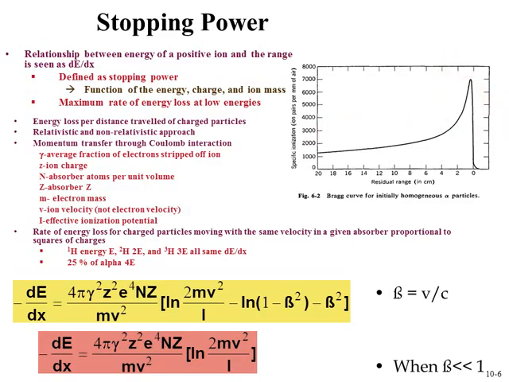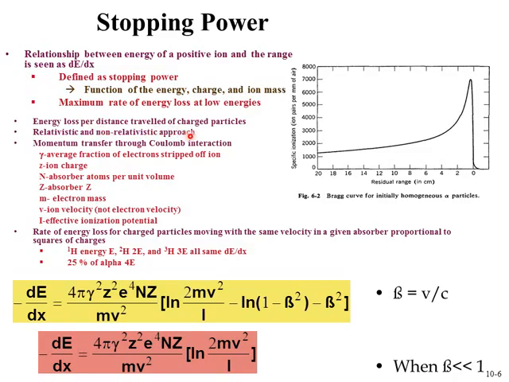Very similar to what we just saw in the previous slide regarding range. And this is a maximum rate of energy loss, and we see that it occurs with low energies. That explains what we saw in the previous slide. We can evaluate energy loss per distance traveled of the charged particles through a given material.